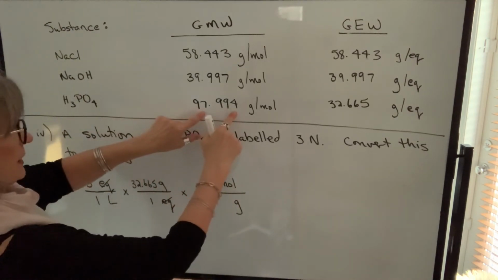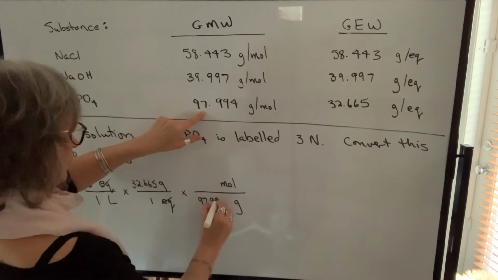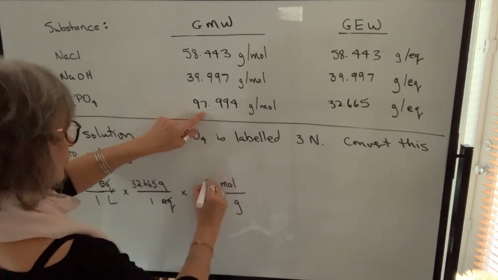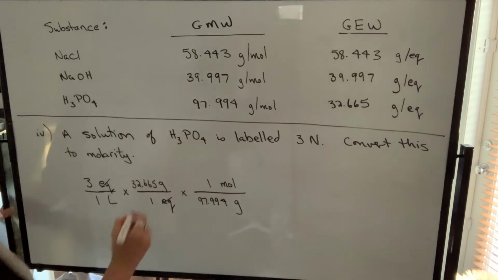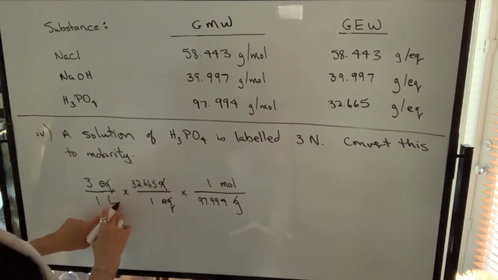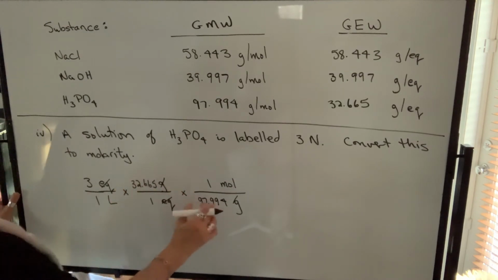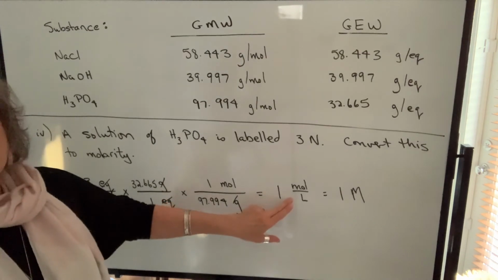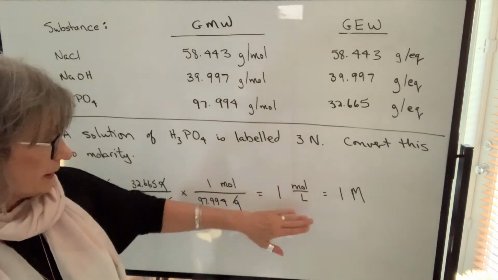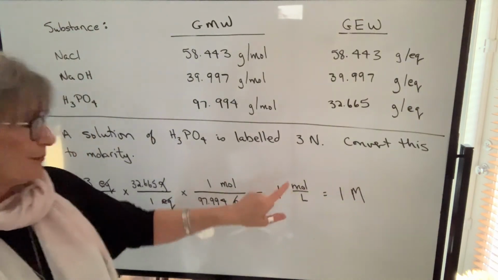So we take a look at this number. We know that there are 97.994 grams per 1 mole. So now grams will cancel, and we'll be left with moles per liter. When we do the calculation, 3 times this number, divide by this number, we'll get 1 mole per liter, which we can leave expressed as that, or we could express it with a capital M, which means moles per liter.